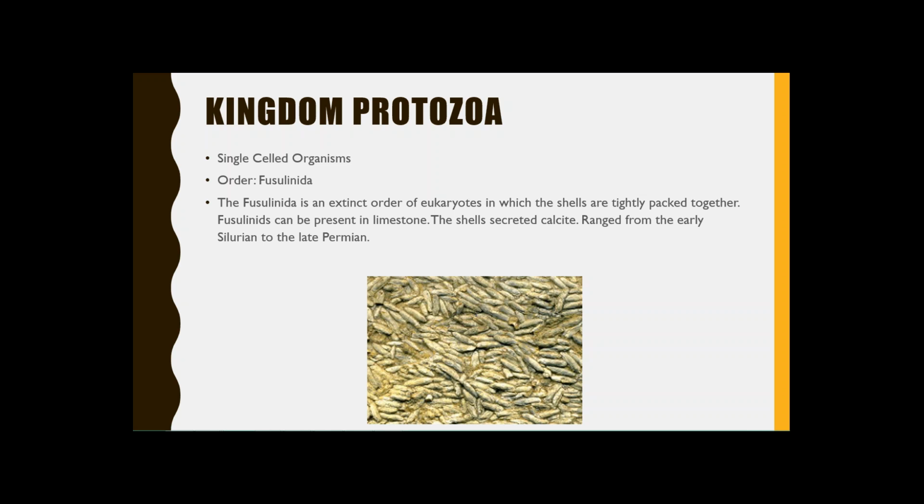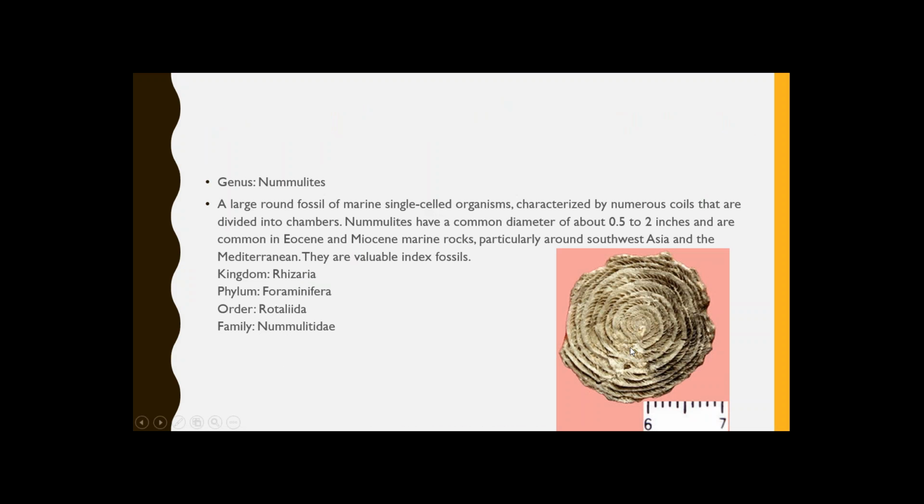Okay, here. So this is the only order you need to know in the protozoa, and the only other one that you need to know from kingdom protozoa is the next one, which is this. These are called nummulites, and these are large fossils that are also made up of small single-celled organisms. And they're characterized by their shape. They're actually called nummulids because of their shape, basically.